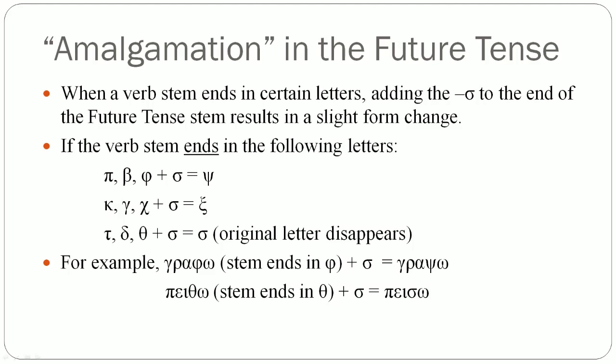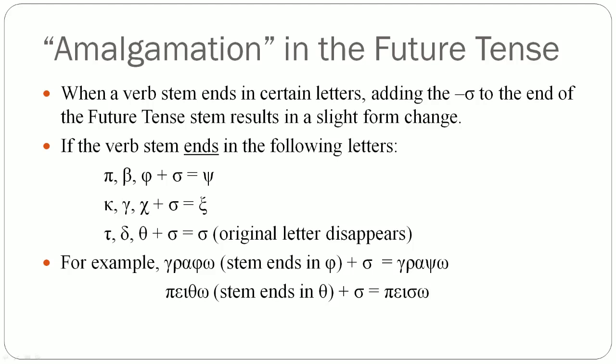Second example there, peitho. Drop off the omega ending, the first person singular ending, and you're left with the verb stem, pi, epsilon, iota, theta. If the stem ends in a theta, this is one of the last set there, tau, delta, theta, so when you go to add the sigma, you drop off the theta, and you're left with a sigma. Peiso. I hope that's clear. Grapho, phi plus sigma equals psi, so you end up with grapso.